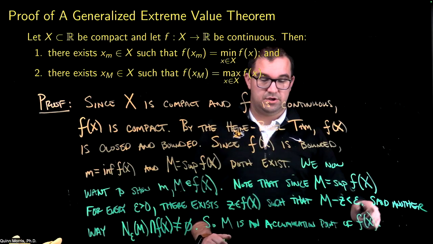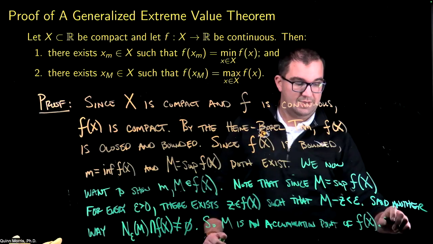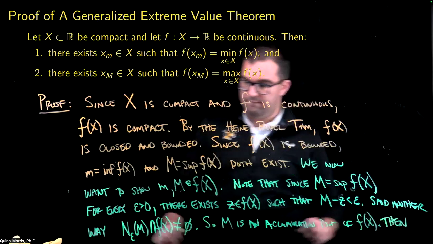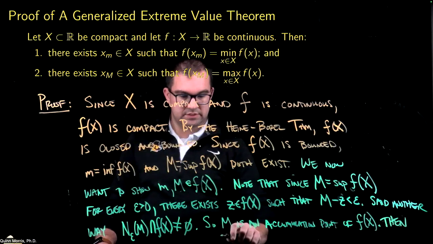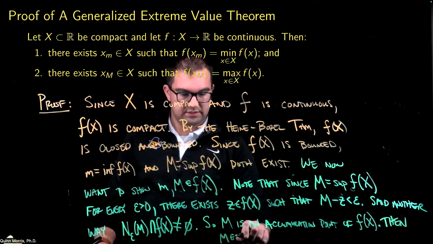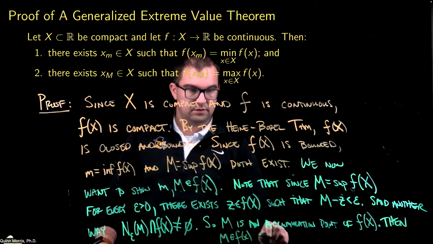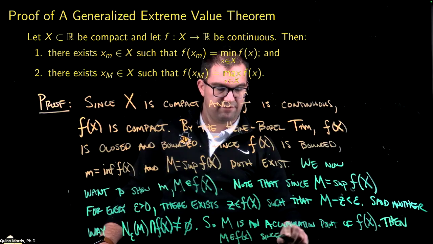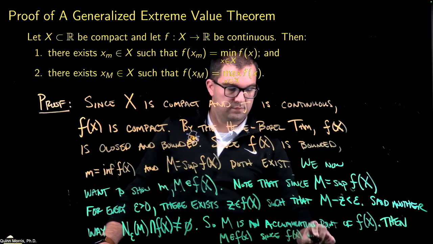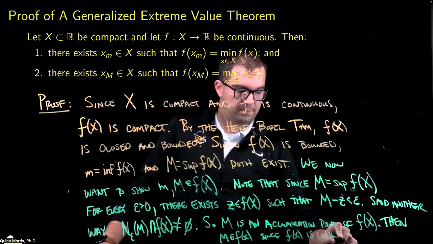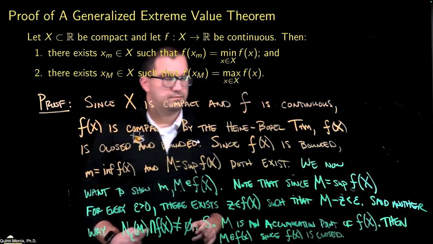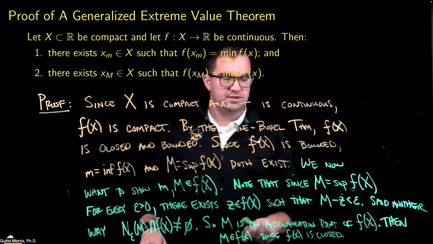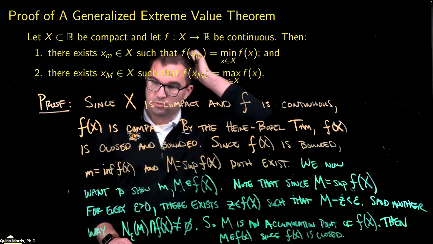So since M is an accumulation point of f of X, then M is in f of X since f of X is closed. Right? So it's closed, so it contains all of its accumulation points. M is an accumulation point of f of X, and so we're done.